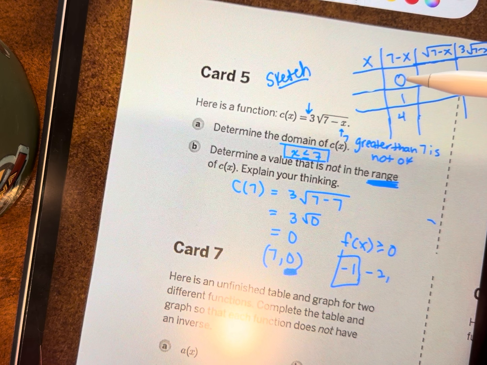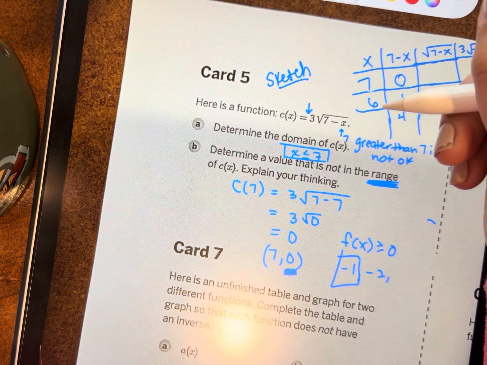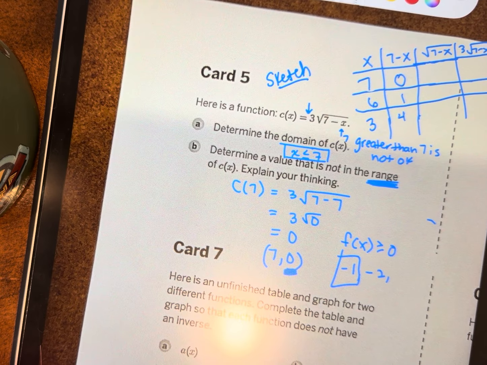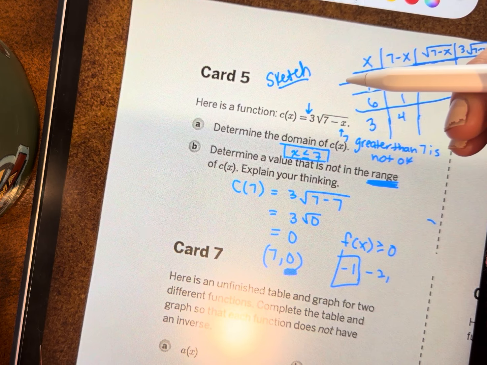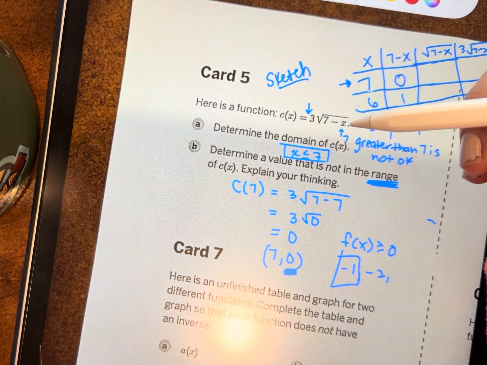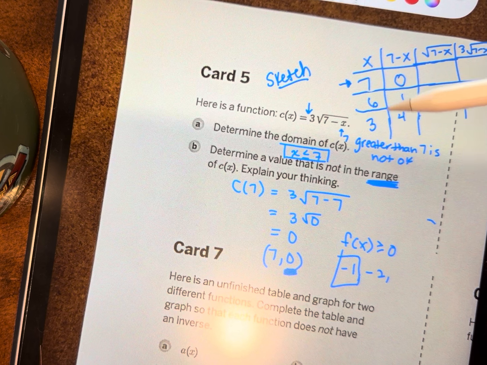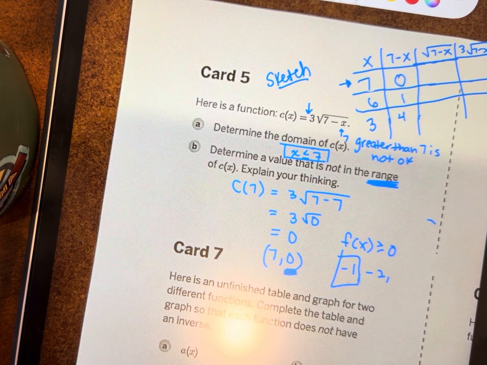So in order to get 0, 1, and 4, I need x to be 7, because 7 minus 7 is 0. I need x to be 6, because 7 minus 6 is 1. And I need x to be 3, because 7 minus 3 is 4. Now remember I told you if picking the perfect numbers is going to be really difficult for you, just make sure you start at that 7 boundary line. So looking at what makes under your radical 0, you're going to start there. And then you can pick other numbers that are okay to plug in to build out the rest of the function. And if it comes out to be a decimal, you're just going to have to sketch it that way.